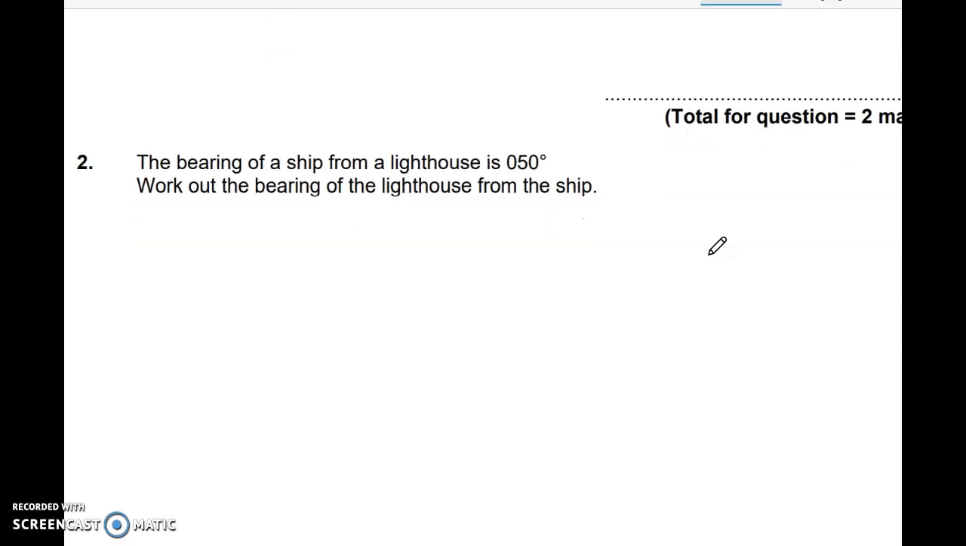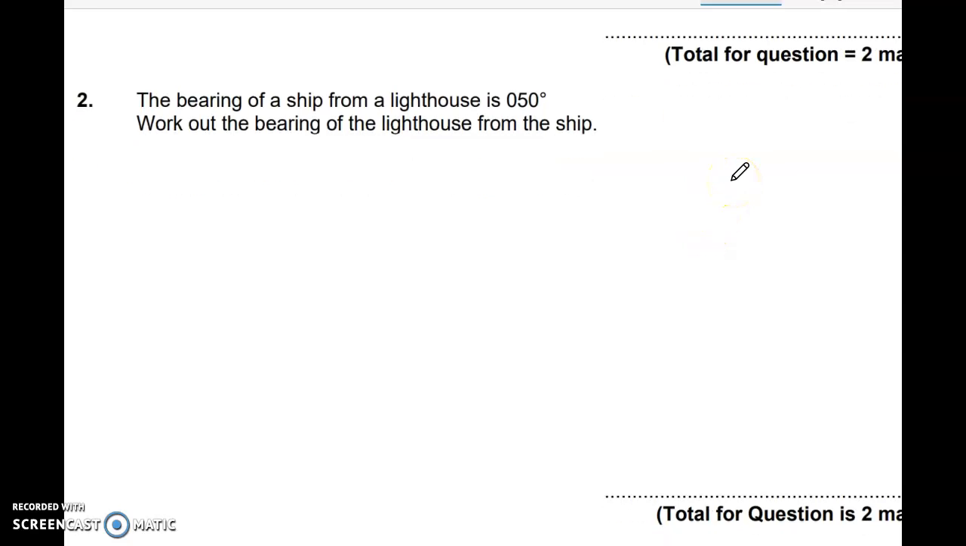And this one here: the bearing of a ship from the lighthouse is 50 degrees. So again, you do your lighthouse, you do your north line. If you were measuring it with a protractor, you could put that on there and join it up. So that's 50 degrees about. Okay, so it's 50 in there. Remember, this is not drawn accurately. I'm going to do my north line here.